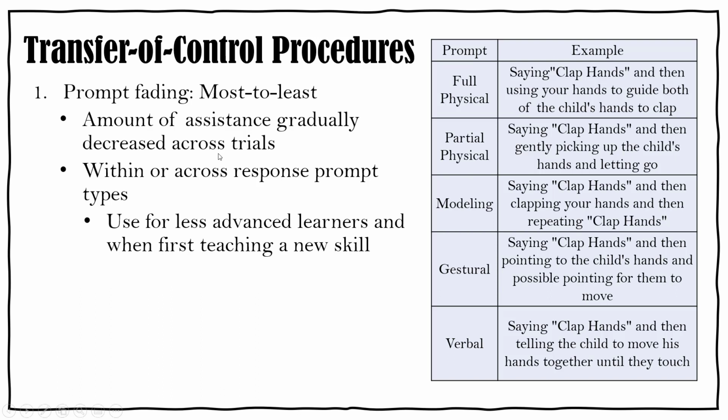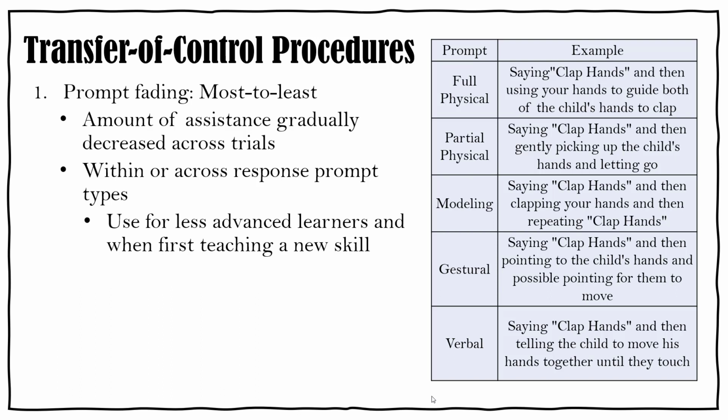This can be within prompting types. The example with Miss Smith was within a verbal prompt. You have the verbal prompt and then you pull back the assistance on it. She said cat at the beginning, then "ka," and then nothing. Or it can be across response types. If you're teaching clap hands, you might start with the full physical prompt and then fade back to the partial physical, then modeling, then gestural, then verbal, and then the kid will be engaging in the response independently.